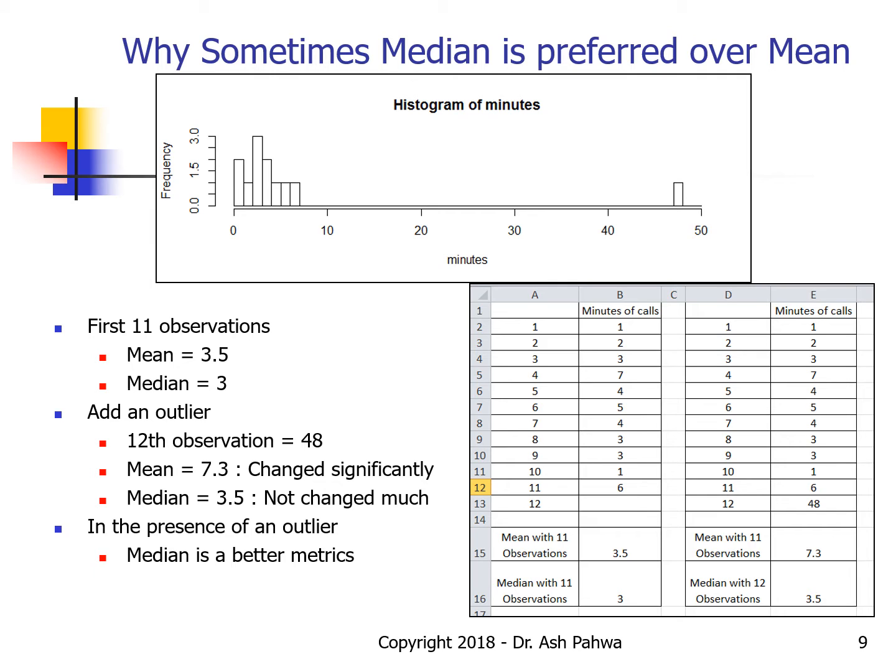Suppose one of the phone calls is 48 minutes long. In that case, let us compute the mean of these numbers, which comes out to be 7.3. As you can see, the mean jumped from 3.5 all the way to 7.3 just by adding one observation. However, the median of these same 12 observations has changed very slightly from 3 to 3.5. So the median does not change very much in case of an outlier.